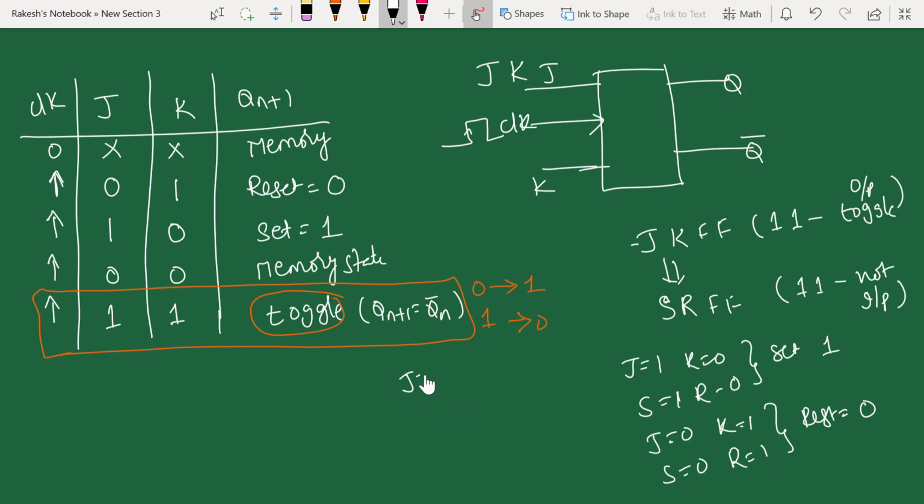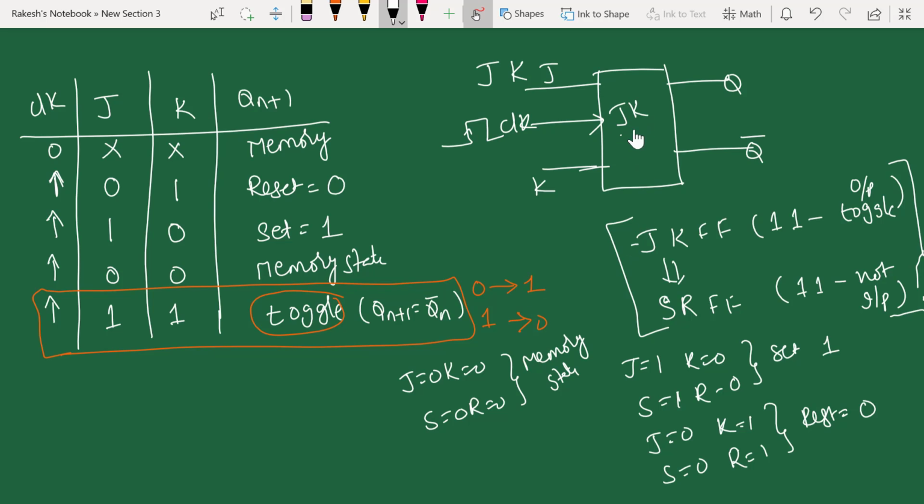Similarly, J is 0, K is 0, S is 0, R is 0. These two conditions also will keep your flip-flop in the memory state. You only should remember this particular difference when 1 1 is given as an input to the flip-flops. This is all about your JK flip-flop.